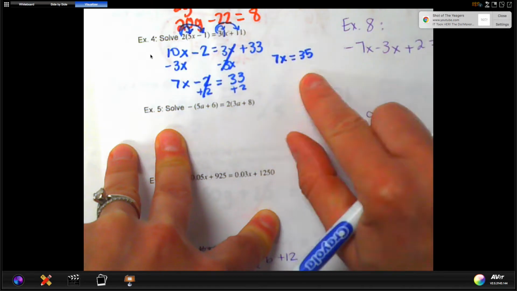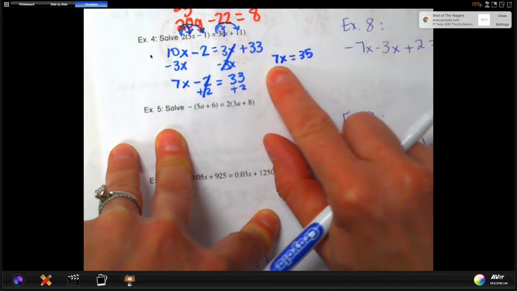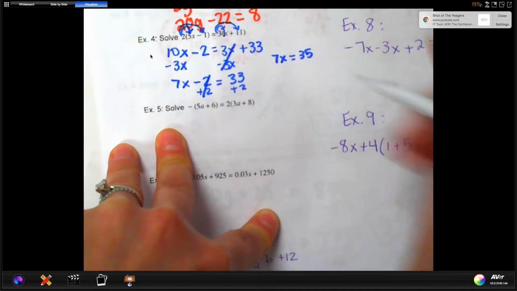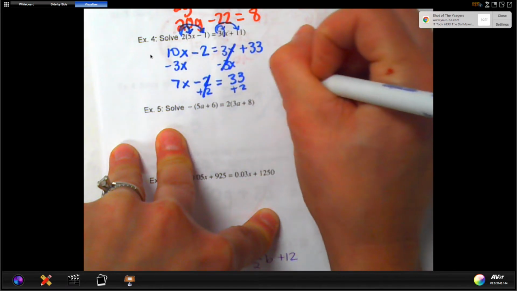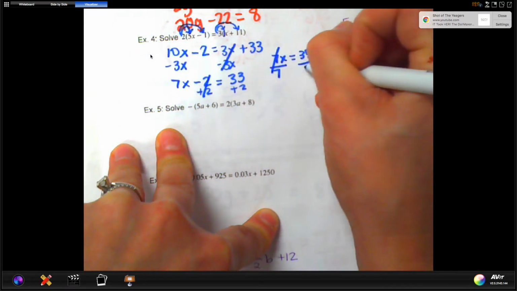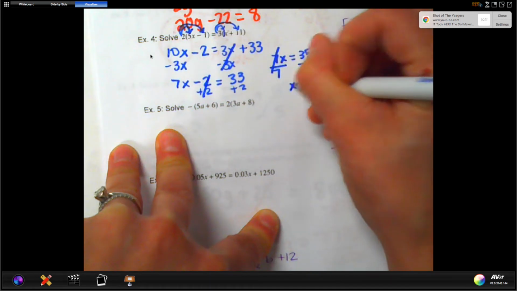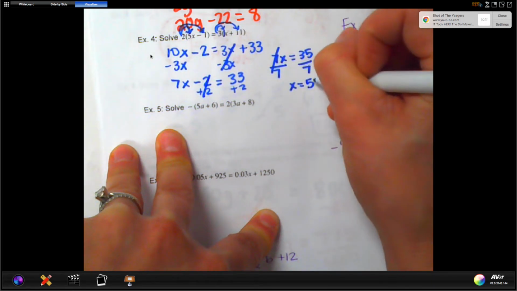And our final step here is undo this multiply. This means 7 times x. So we will divide by 7 and divide by 7, and we get x equal 5. Boom.